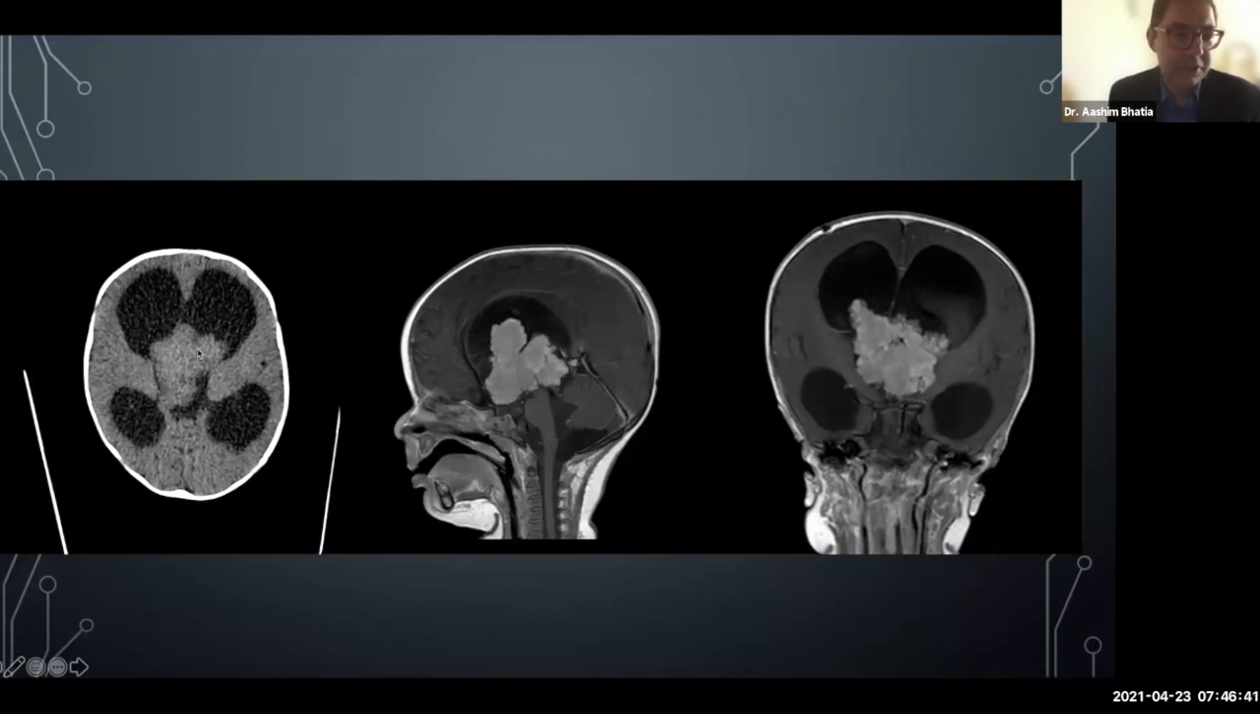This is the axial CT. The mass is centered in the third ventricle, extending into the lateral ventricles. Better seen on the MRI. So this is post-contrast imaging of the brain where you see the frond-like enhancement. Look at that, it kind of does look like a cauliflower, extending through the foramen of Monro into the lateral ventricles. So when you see that, think of choroid plexus papilloma.